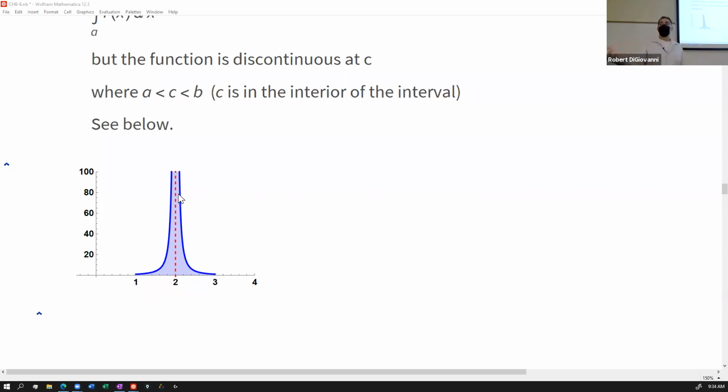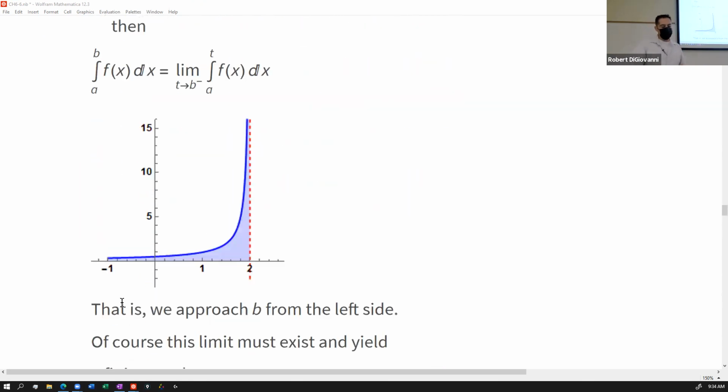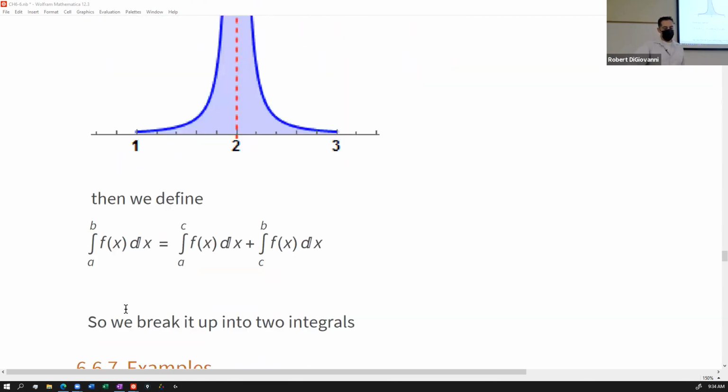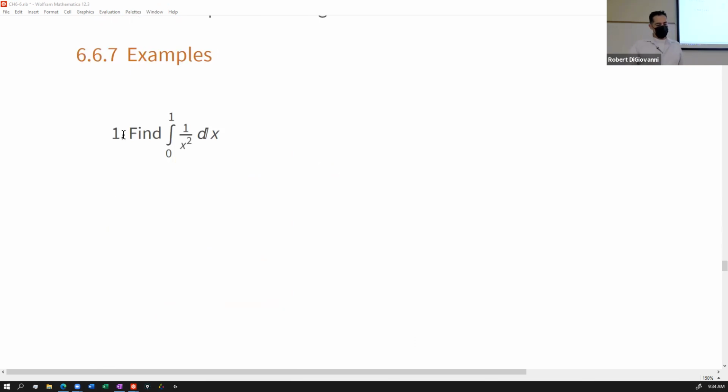Well, it's going to be a limit, just like it was before. We're going to have to see what happens as we let something approach something. So I think the best thing to do is just to go to an example. Okay, so I'm going to start with this example here. Integral from 0 to 1 of 1 over x squared.